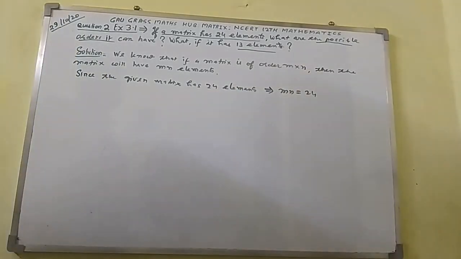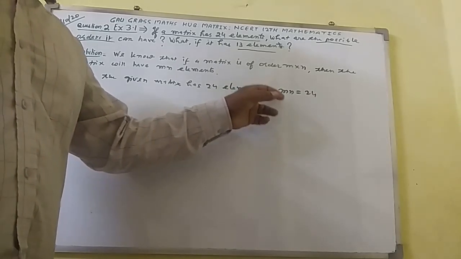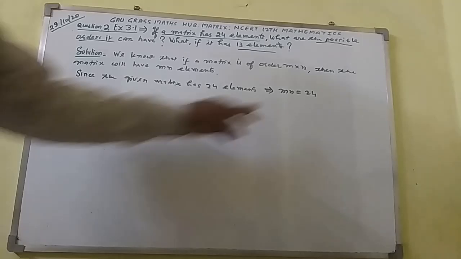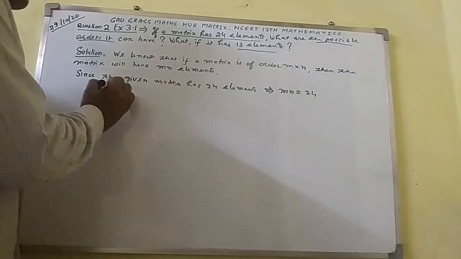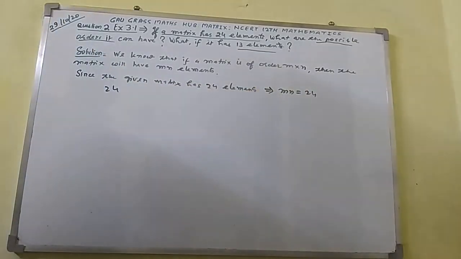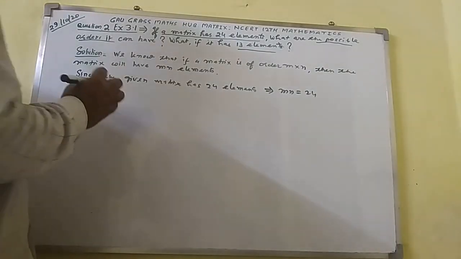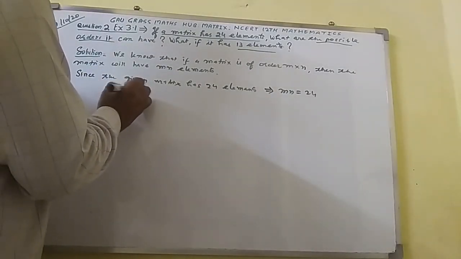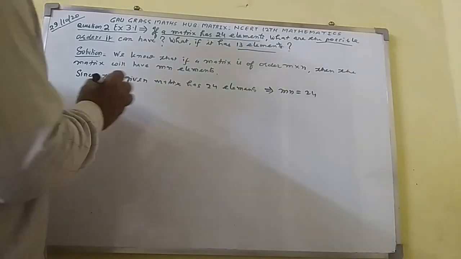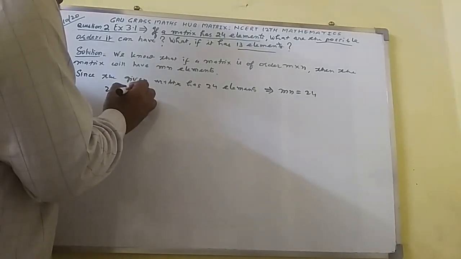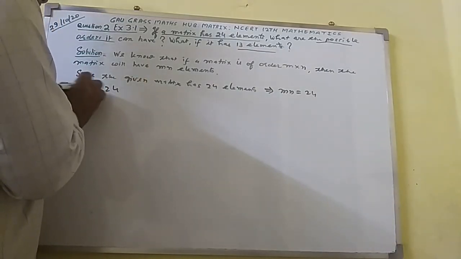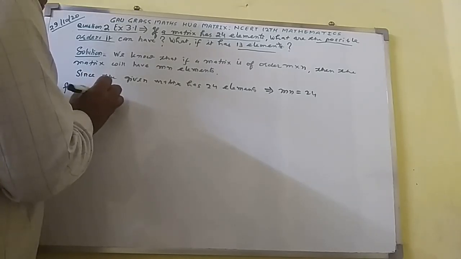Now what do you have to do? m multiplied by n equals 24. So now in this case, 24 will be factorized into two parts. So first of all, you will get the factors of 24. So I shall write here factors of 24.